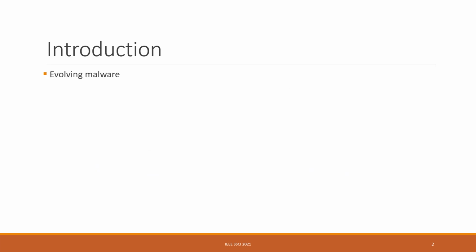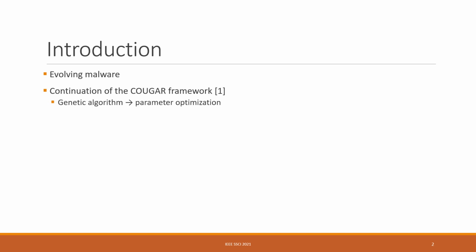So the motivation behind this work is that today we're seeing malware becoming more and more complex and sophisticated. And to battle this, we need more sophisticated malware classification systems and techniques. So this is a continuation of the Cougar framework, which is previous work of ours. Cougar standing for Clustering of Unknown Malware Using Genetic Algorithm Routines.